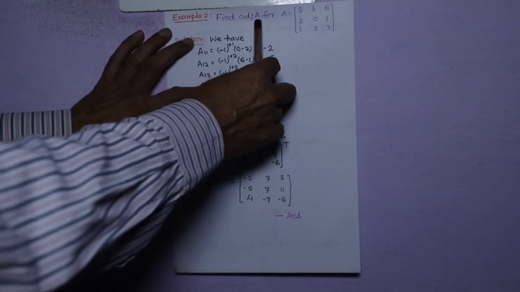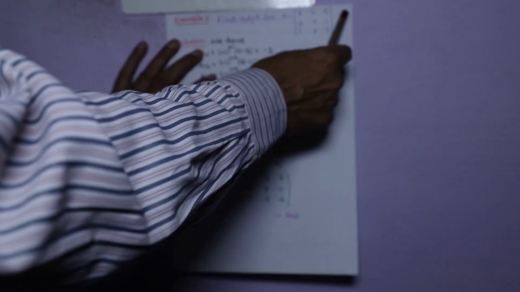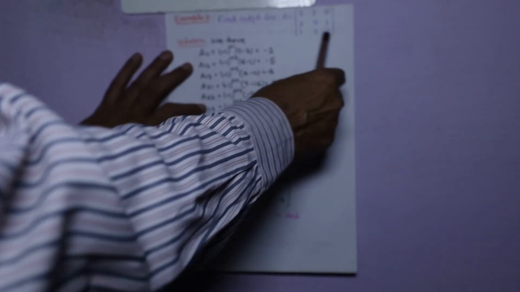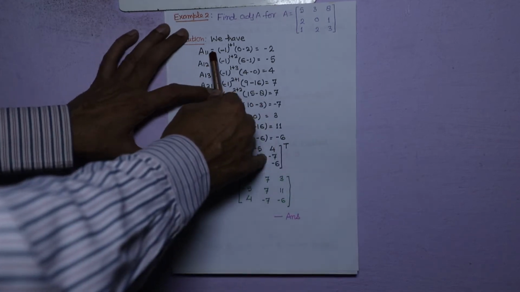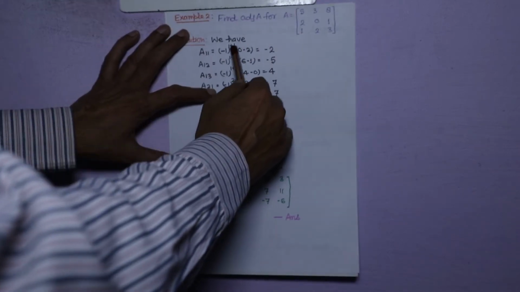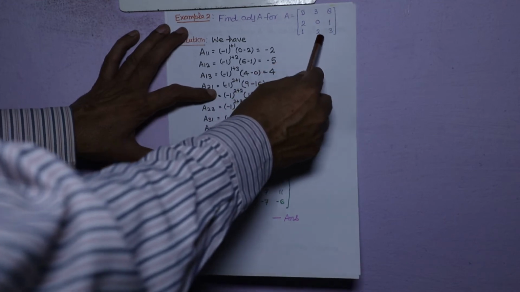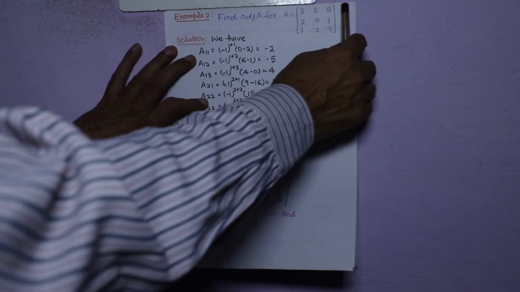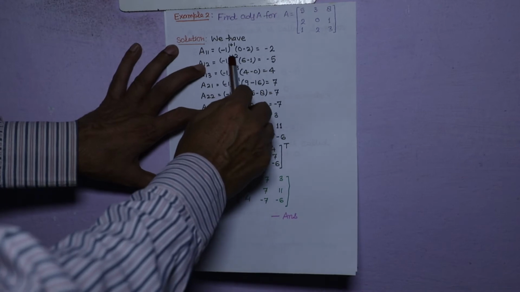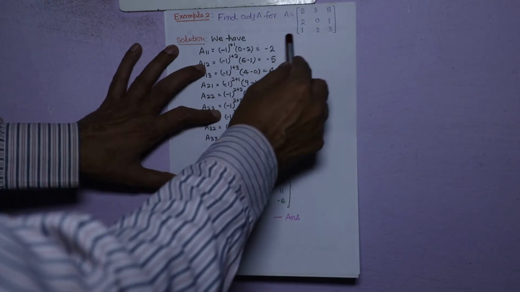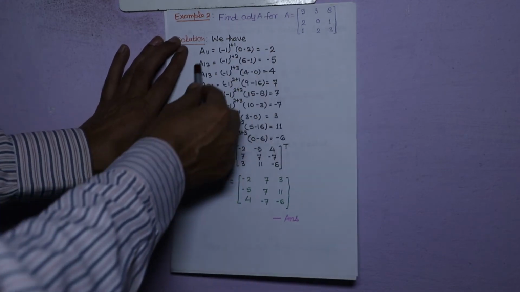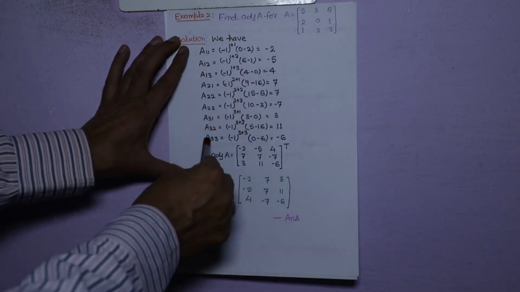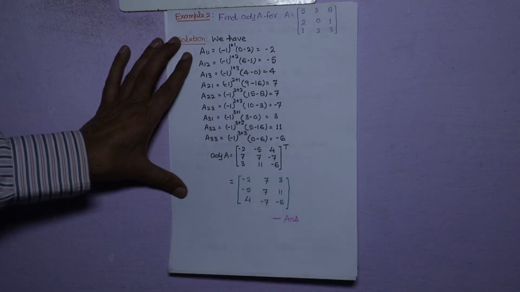Suppose there is another matrix A of order 3, with rows 5 3 8, 2 0 1, 1 2 3, and you have to find its adjoint. So A11 is minus 1 to the power 1 plus 1 times (0 minus 2), that is minus 2. A12 is minus 1 to the power 1 plus 2 times (6 minus 1), that is 5 and with the minus sign, minus 5. This way you can calculate all the 9 cofactors.